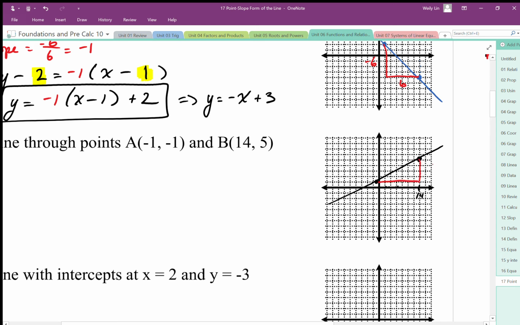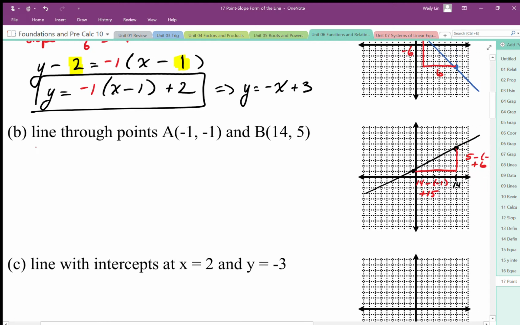I'm just going to find my rise. Okay, 5 minus -1 is going to be +6. My run is going to be 14 minus -1, so it's going to be +15. So my slope, when I calculate my slope, is equal to +6 over +15. That's going to simplify to 2 over 5.